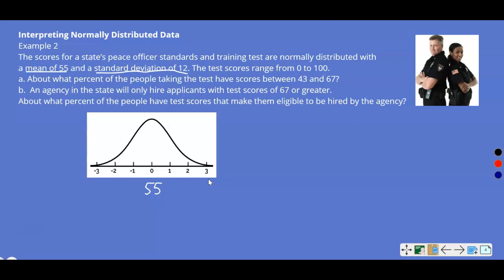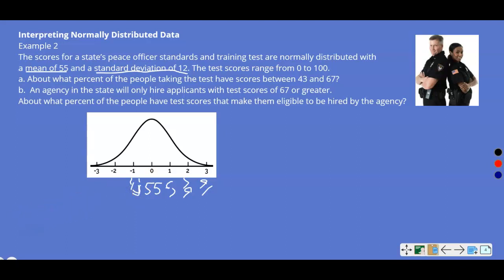Let's see if I can write these numbers in here. I'm going to write this one sideways. 67 is one standard deviation. 67 plus 12 is 79, so that's two standard deviations. And 79 plus 12 is 91. All right, so that's my three standard deviations above the mean. Now, to find my standard deviations below the mean, I have to do the same thing, but I have to subtract the standard deviation from the mean. So what's 55 minus 12? That would be 43.